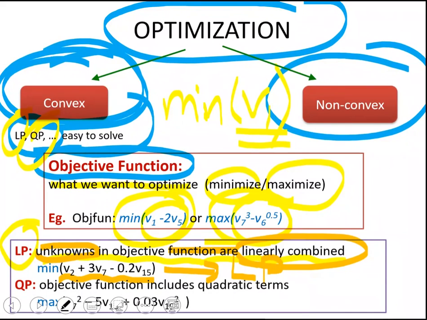If there are terms in our objective functions that include squares, quadratic terms, then our objective function is quadratic because it includes both power 2 and power 1 terms. And in this case, we need to use quadratic programming.